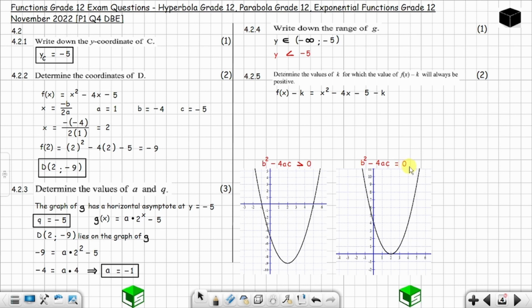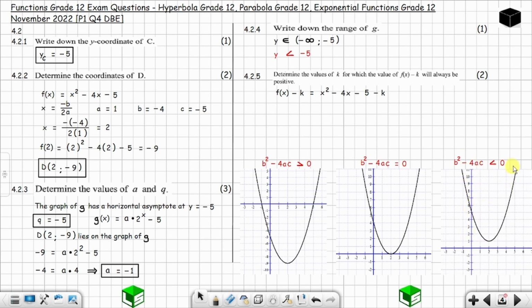Okay. Another case is when the discriminant is less than zero. When it is less than zero, you are going to have the parabola not touching the x-axis at all. For example, this parabola is not touching the x-axis at all. You can see this is the x-axis. And this parabola is not touching the x-axis at all because the discriminant is less than zero. So you can have it as concave up or concave down, but it must not touch the x-axis when the discriminant is less than zero.